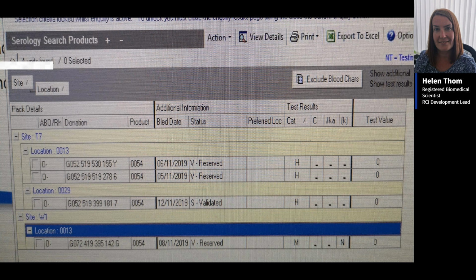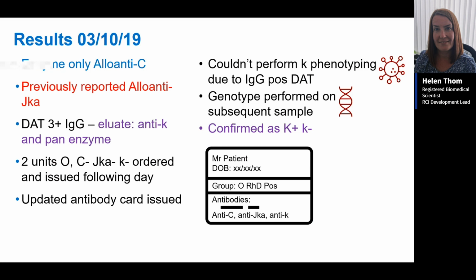So the blood was there when we came in the next day, we cross-matched it and sent it off for that patient. These were the results on that day. So it was a nice phone call to the hospital, saying we're not going to send the blood out tonight, but it will be with you tomorrow.